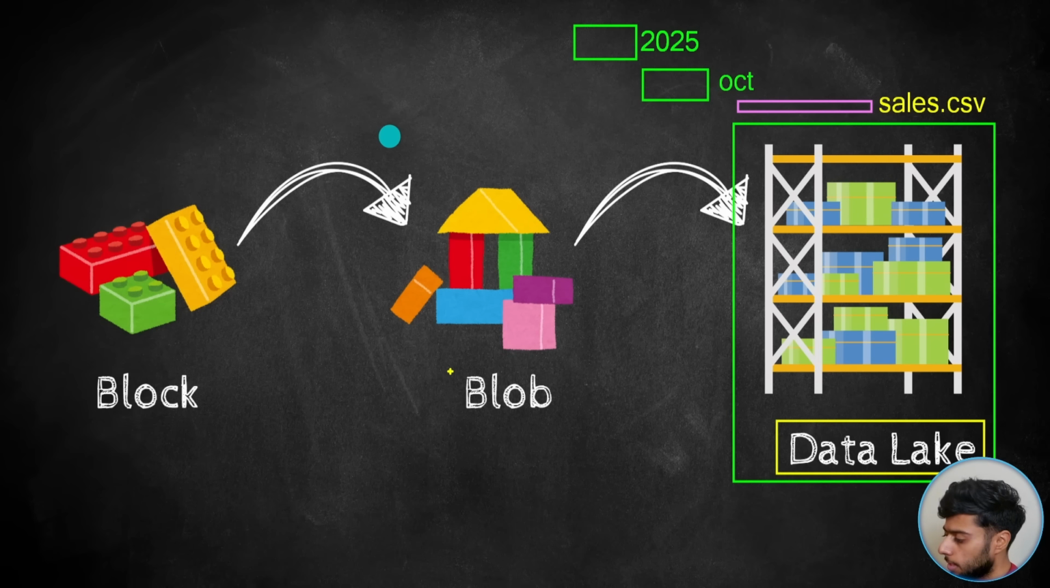Make sense? So in short, everything is stored in the form of blocks. Then it appears as a single binary object in cloud. That is why it is called blob. And blob can be stored in hierarchical folders, and that is called data lake. I hope it makes sense.